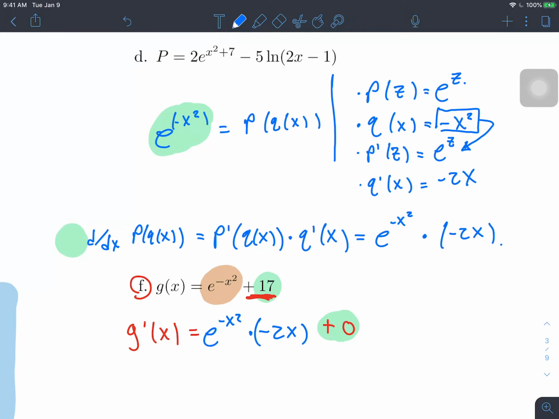Okay? So there will be times when we might have to use the chain rule on different pieces of a sum. Okay? In this case, we had a derivative of a sum, which we said will be the sum of the derivatives. So I treated 17 and e to the minus x squared on their own, and then I just added those two things together. Okay? Any questions about the process?